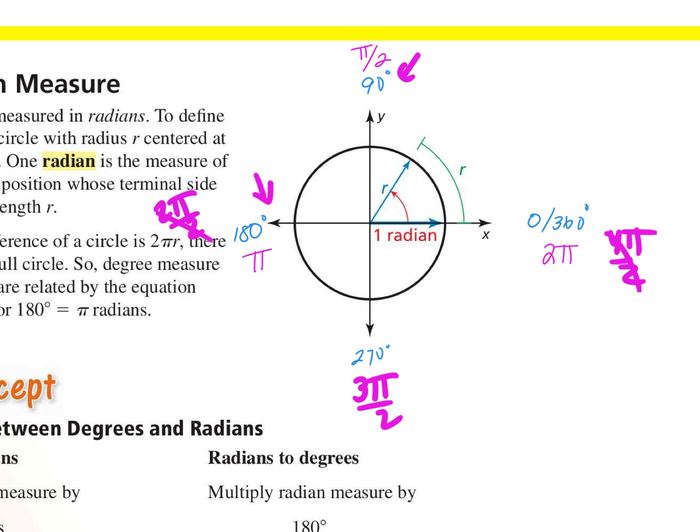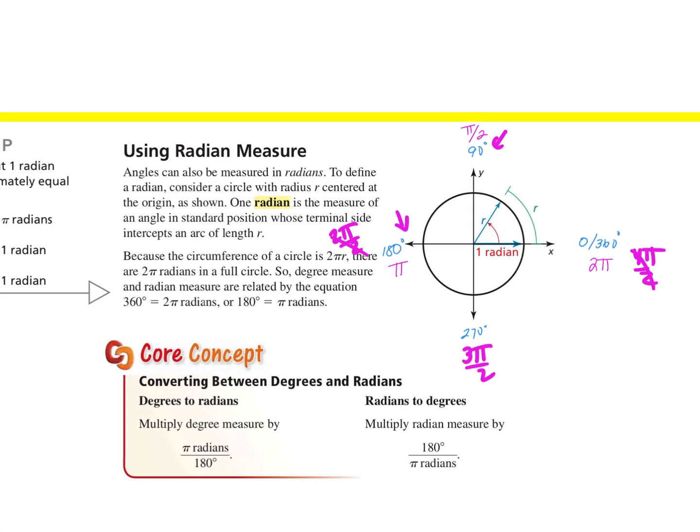So 90 is the same as pi over 2. 180 is the same as pi, half a circle. 270 is 3 pi over 2. You guys need to be familiar with that. You don't need to be super familiar with it right now, but you need to understand. You're going to see it more in a little bit.